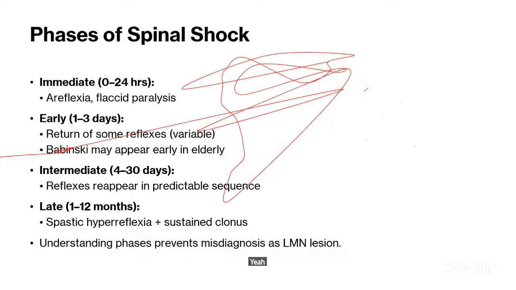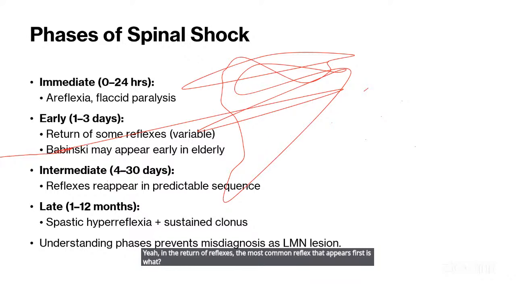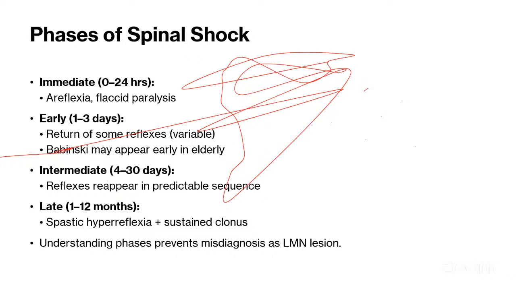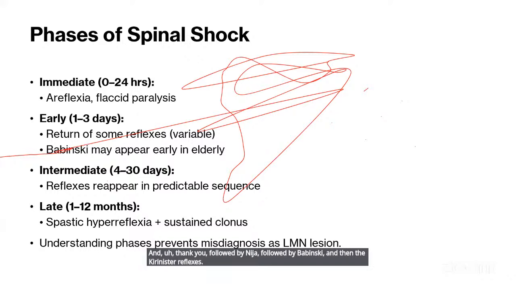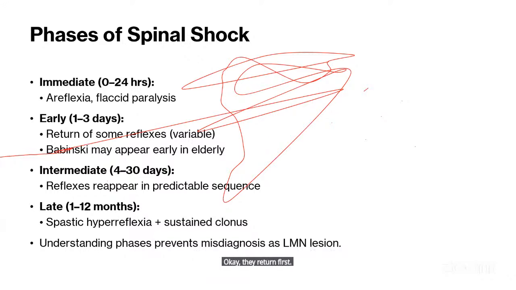In the return of reflexes, the most common reflex that appears first is what? Anyone? Bulbocavernosus reflex? No, see, the ankle jerk. In the third phase, usually there is a reappearance of the DTRs, ankle jerk followed by knee jerk, followed by Babinski and then the cutaneous reflexes. So that is what you should remember whenever there is a recovery.